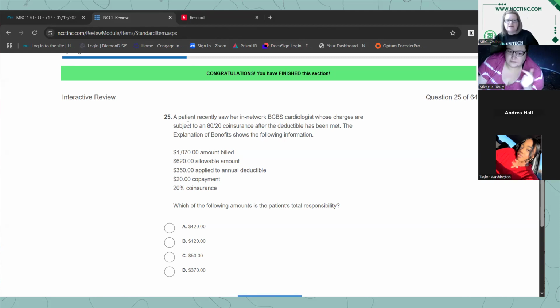The question? All right, so this is gonna be fun. A patient recently saw her in-network Blue Cross Blue Shield cardiologist whose charges are subject to an 80/20 coinsurance after the deductible has been met. Okay, so standard 80/20. The explanation of benefits shows the following information. 1,070 billed, 620 allowed, so that's going to be our amount we're going to want to work with. $350 applied to annual deductible, $20 co-payment, and 20% co-insurance. Which of the following amounts is the patient's total responsibility?